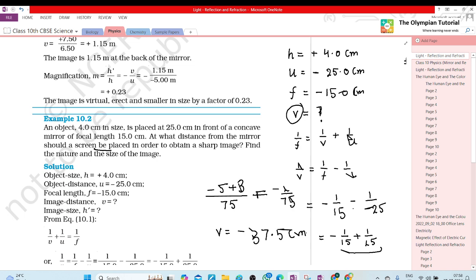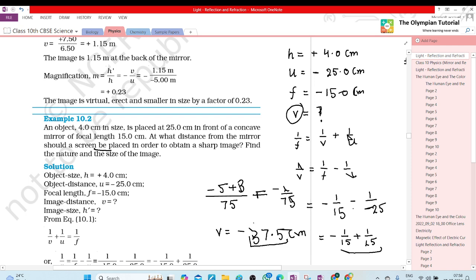This is the distance of the image. And it is with a negative sign, so it is towards the left side. This is for a concave mirror. Yes, ma'am. So it is on the left side.